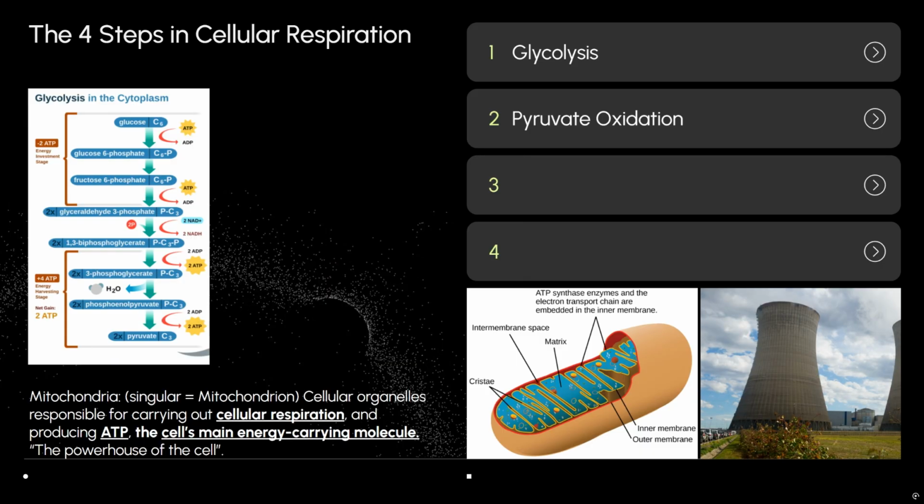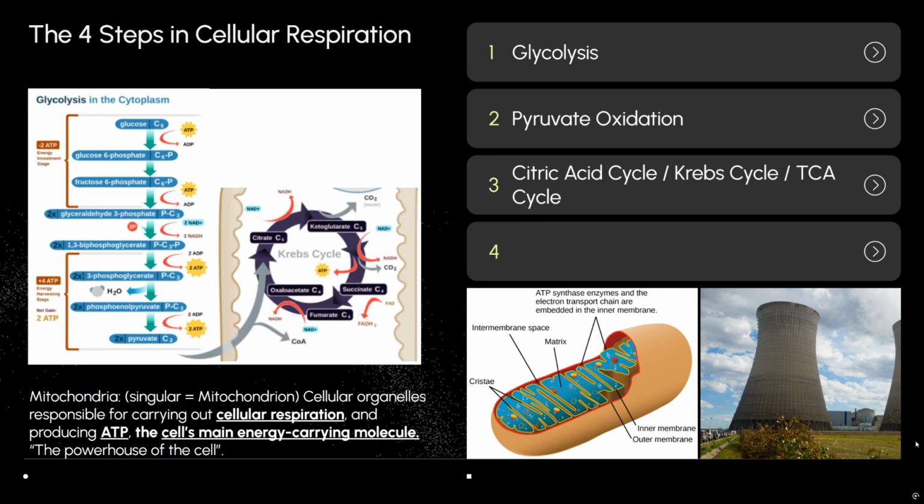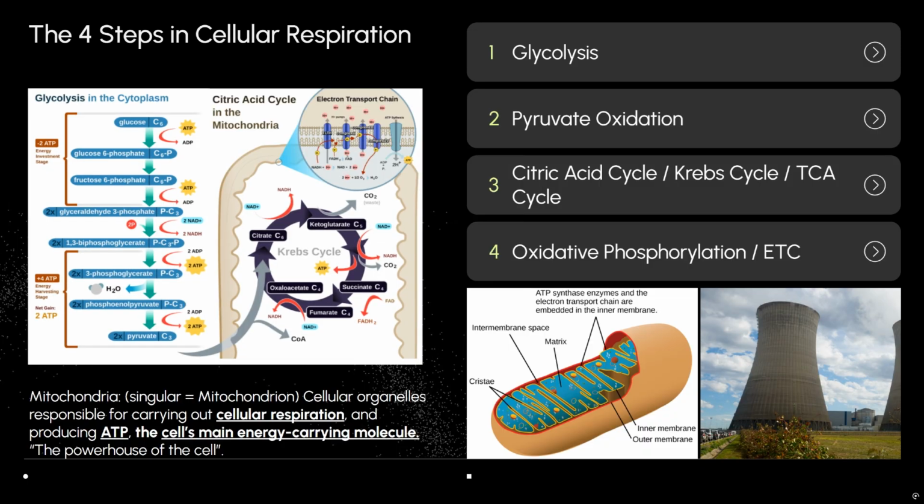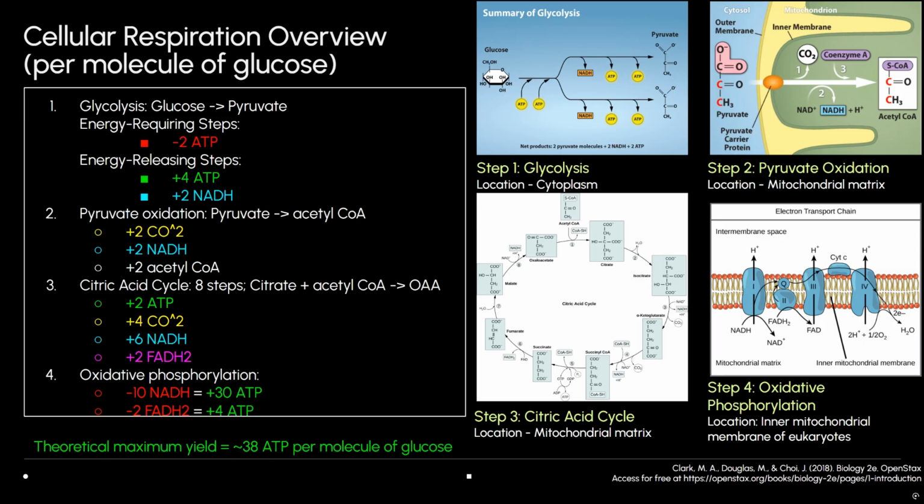The third step in cellular respiration is the citric acid cycle, followed finally by oxidative phosphorylation in conjunction with the electron transport chain. Glycolysis occurs in the cytoplasm of the cell, while the rest of the stages of cellular respiration occur in the mitochondria. The molecules generated through stages 1 through 3 are utilized during oxidative phosphorylation to generate the majority of the ATP that is created.